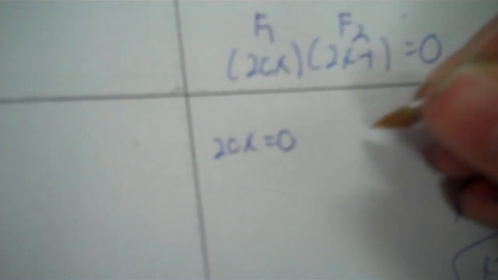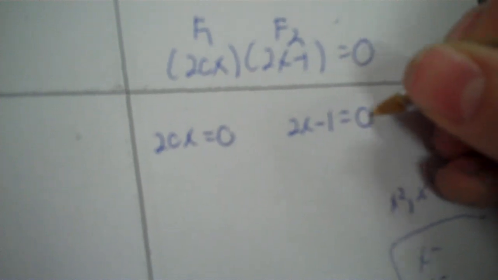40 divided by 20 is 2. X squared divided by x would be x. Negative 20 divided by 20 is negative 1, so that would be minus 1. And then I take x divided by x, which just cancels. Okay, so those are my factors. 20x, 2x minus 1 equals 0. So F1, F2. 20x could equal 0, or 2x minus 1 could equal 0.